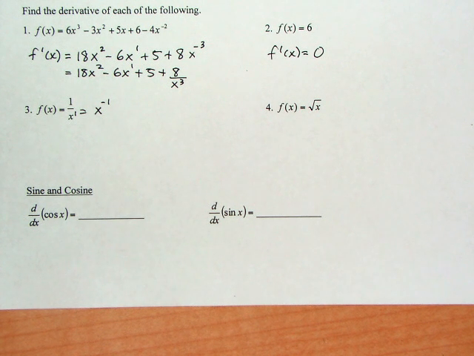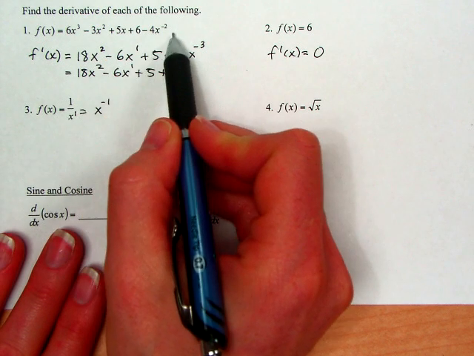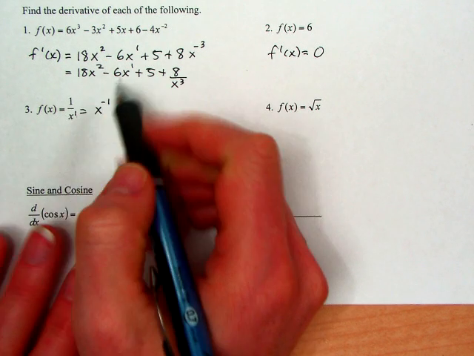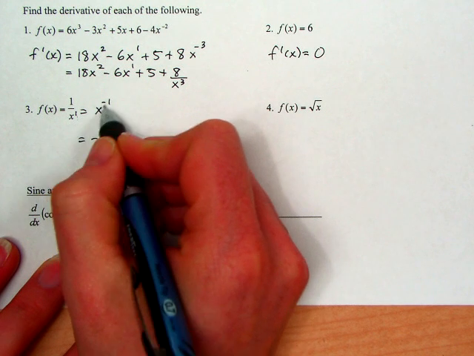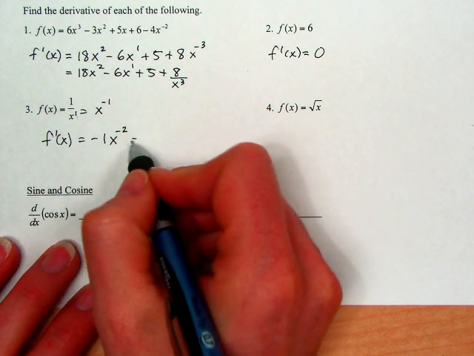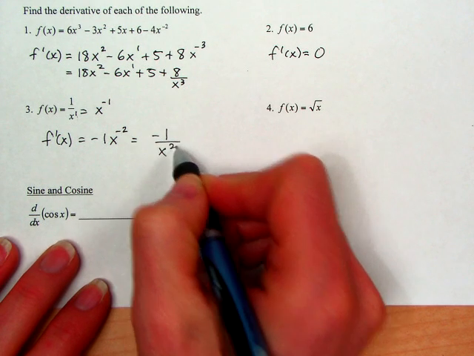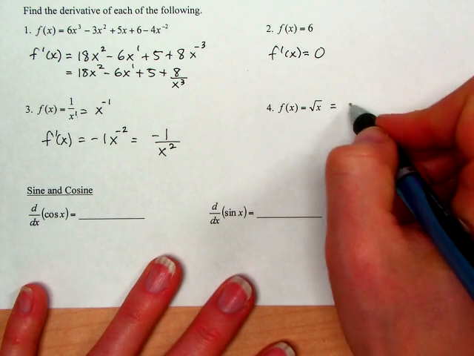The power rule only really works if everybody's sitting on the same level. I can't have any fractions. So pulling that power in front, I would get negative 1x, and then subtracting 1, I would get negative 2. And we don't leave negative exponents, so all I'm going to do is put that down into the bottom and flip it positive.